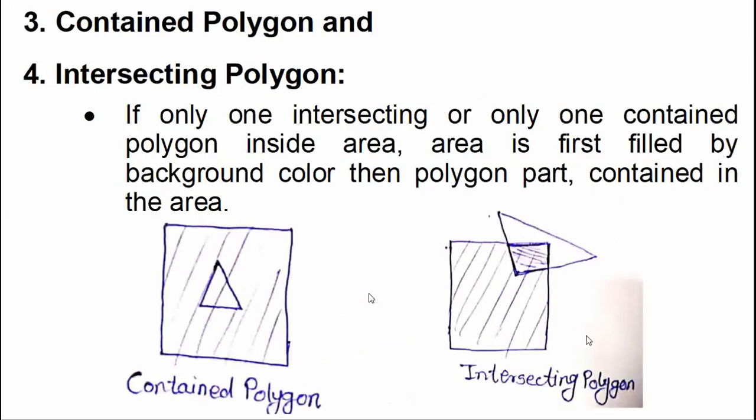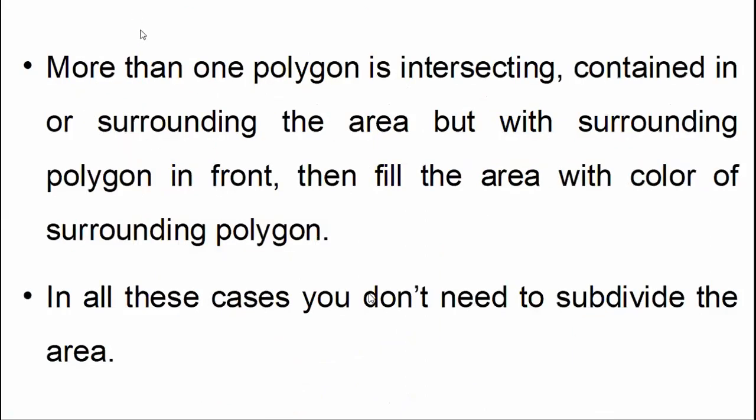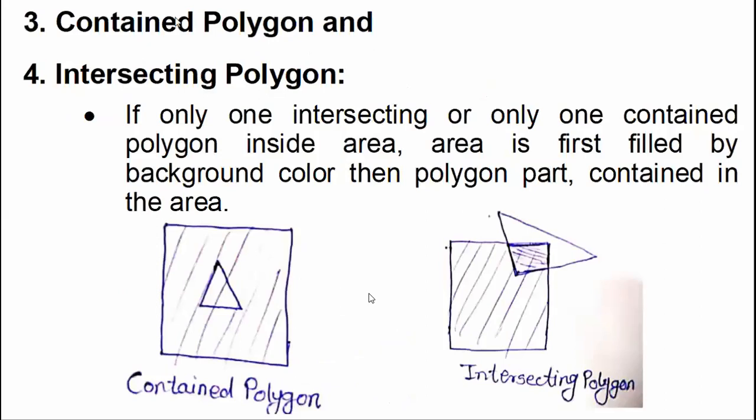Now, next is the contained polygon and the intersecting polygon. As the name suggests, a contained polygon means what? You can see here, this is the area of interest, and this is a smaller polygon. A single polygon is available in this area. We can say that this triangle is contained in the area. It is inside that area. And the second case means what? Intersecting polygon. This particular polygon is intersecting the area of interest. That is, the triangle's partial part is visible. Here also we can think of this as clipping the polygon. If I clip this polygon, only this much shaded part will be visible.